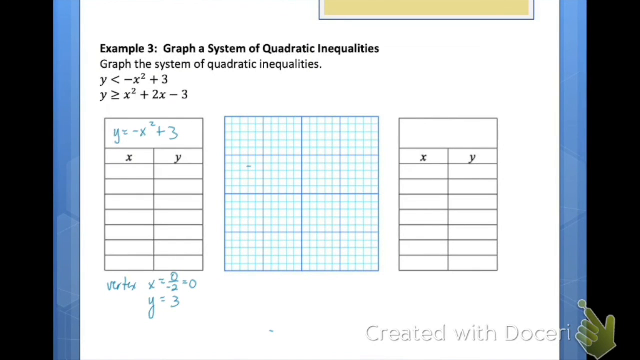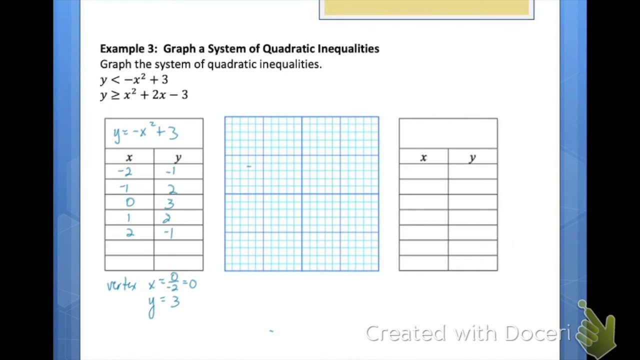Example 3. Sometimes we'll have a system of quadratic inequalities. That's two graphed on the same space. So we're going to start with y is less than negative x squared plus 3, and y is greater than or equal to x squared plus 2x minus 3. So we're going to treat the first one as an equation, and we're going to graph it. We'll start by finding the vertex. x will equal 0, and plugging that in, y is 3. So we'll put that in the middle of our table, and then put in x values around it. Our y values will be negative 1, 2, 3, 2, and negative 1.